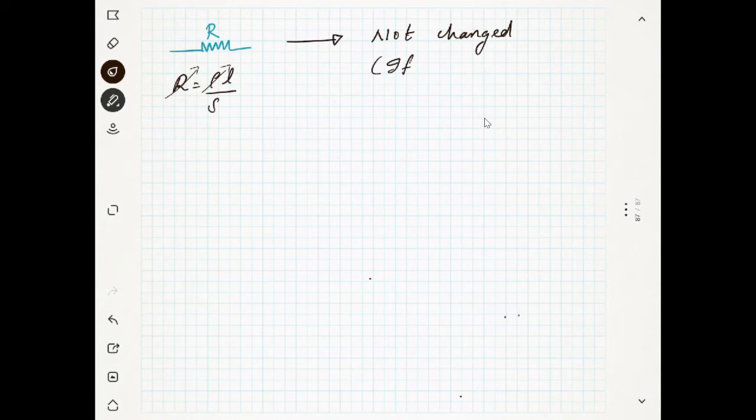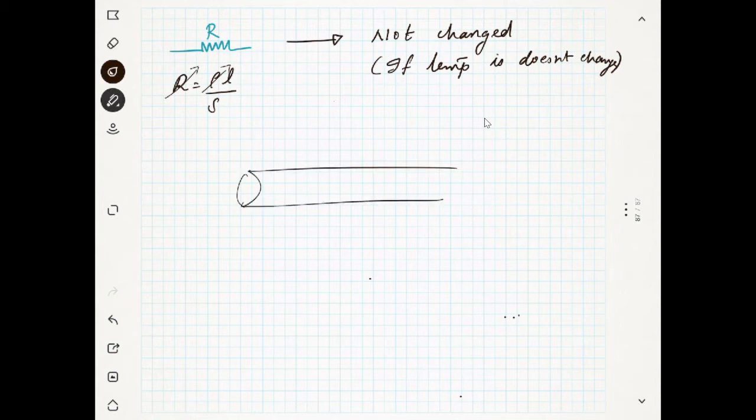Now it will not change if the temperature doesn't change, right? You have to be very careful about this. If the temperature changes, the resistance will change. So if you have a piece of wire with an area S, a length L, and a property rho, when the temperature increases, what will happen?